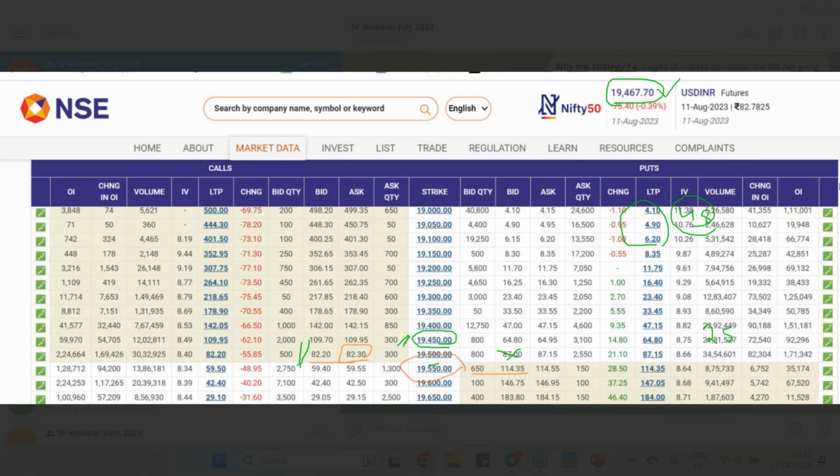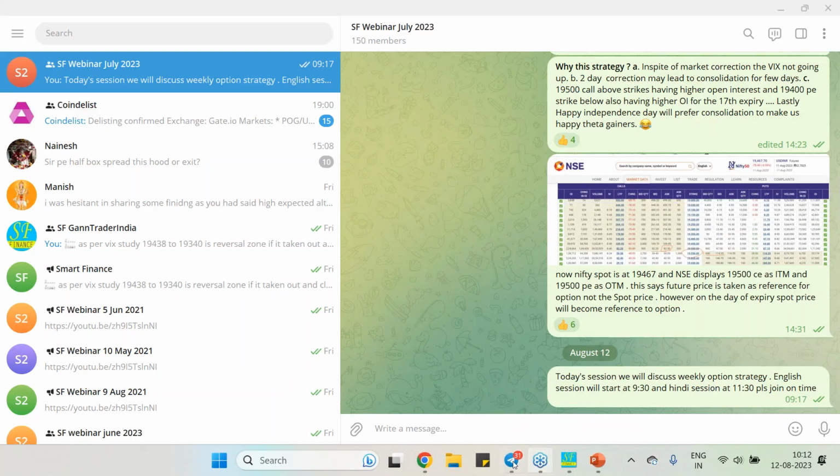Why does it say this? This is also a weekly option, not a monthly option, the coming week option, the 17th August option. Why does it say the 19,500 call is in the money and the 500 put is not in the money? This is our spot price. So this clears your fundamental that options never follow the spot price. The option follows the future price, till the day of expiry.